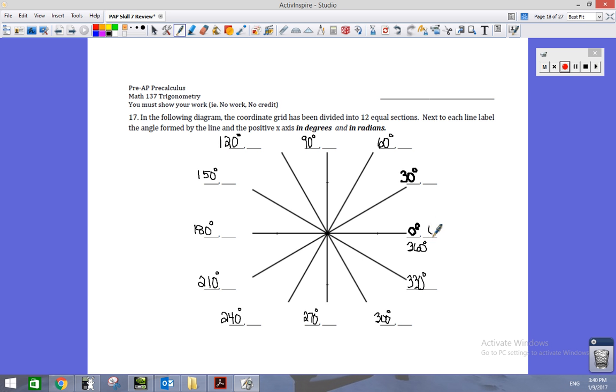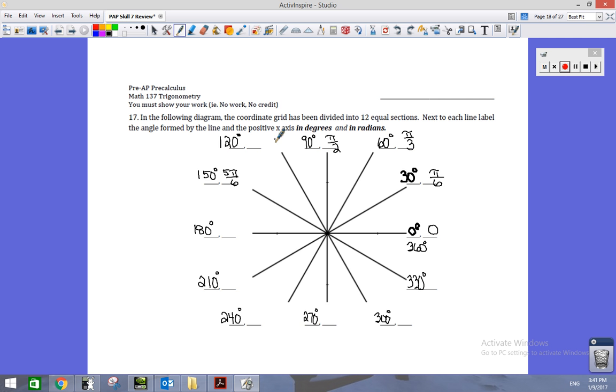In radian measure, this is 0. This is pi over 6. This is 2 pi over 6, which reduces to pi over 3. 3 pi over 6, which reduces to pi over 2. This is 2 pi over 3. This is 4 pi over 3. No, over 6. God. This is 5 pi over 6. I'm sorry, I'm not writing down what I'm saying.